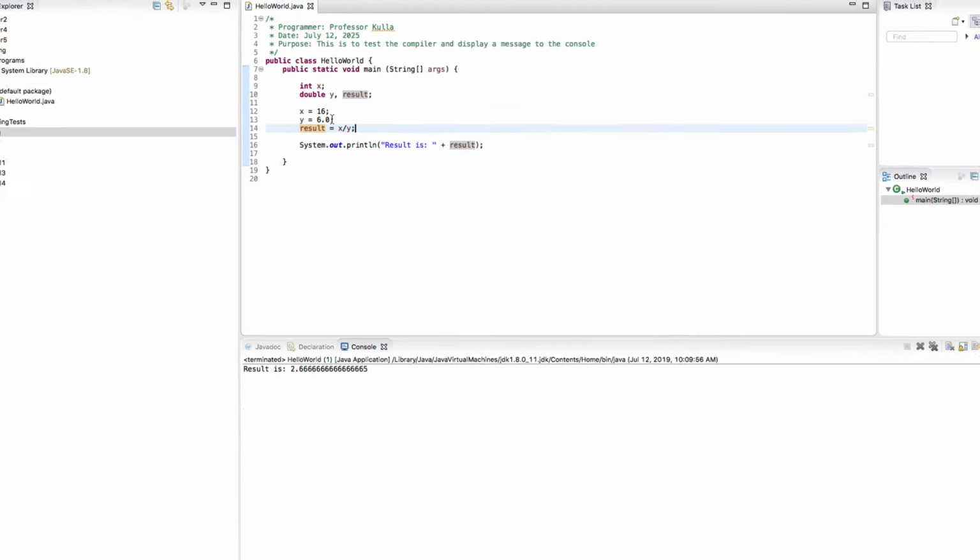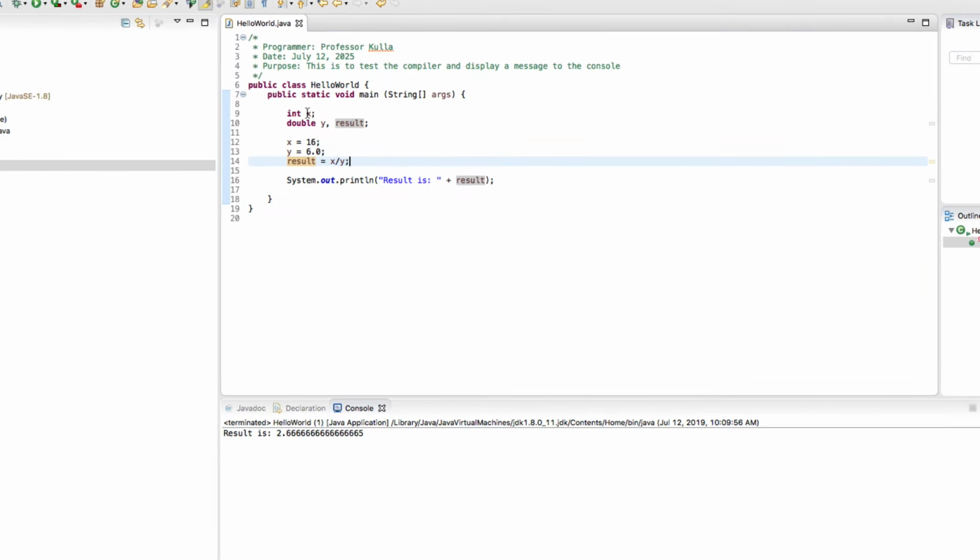Okay, now there's some tricky ways to get around this. Let's say your x and your y were both integers, right? They are both integers because in your program you really want them to be integers, right? But you want to be able to divide them and see the actual amount.